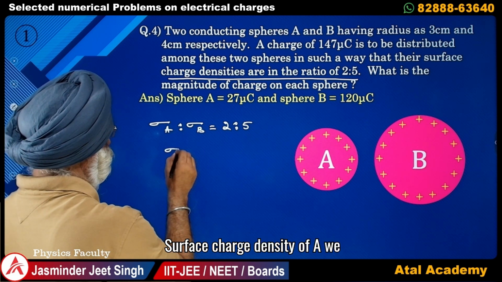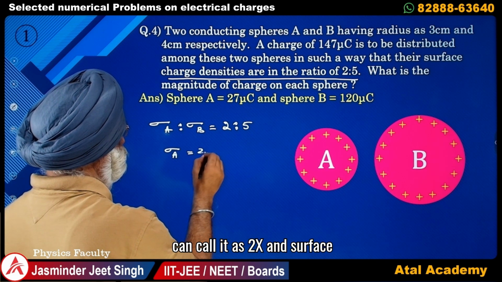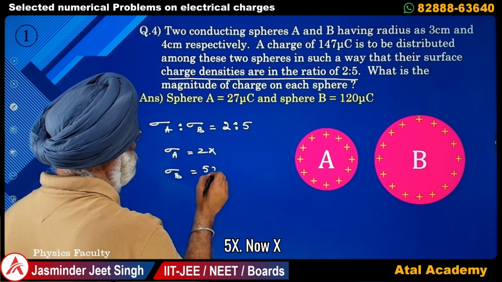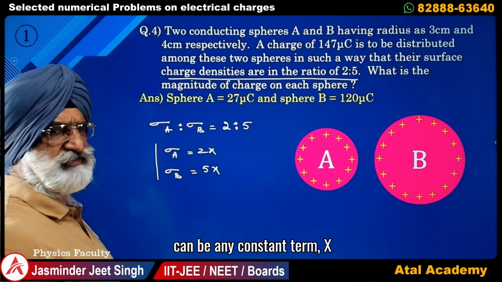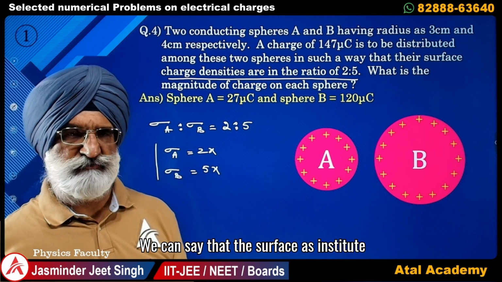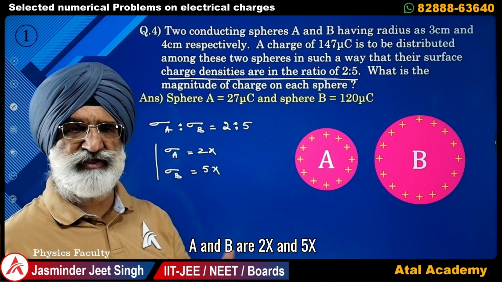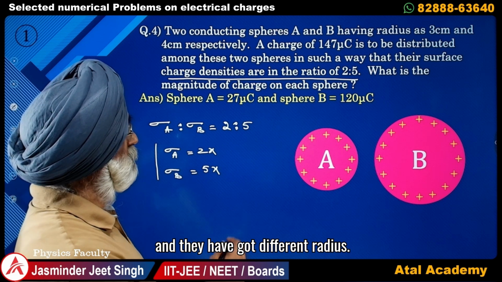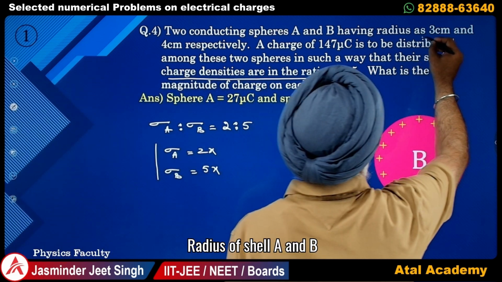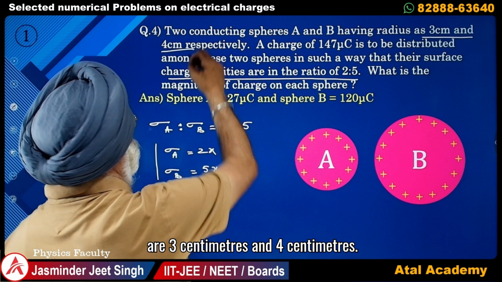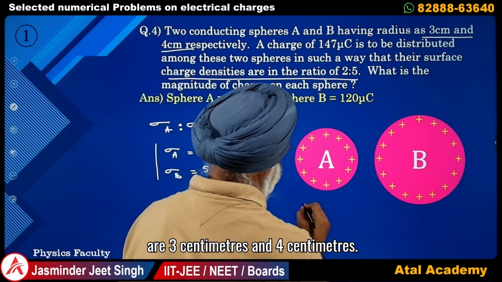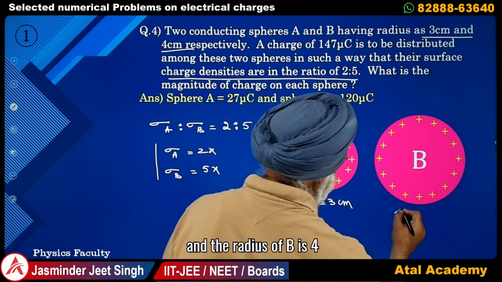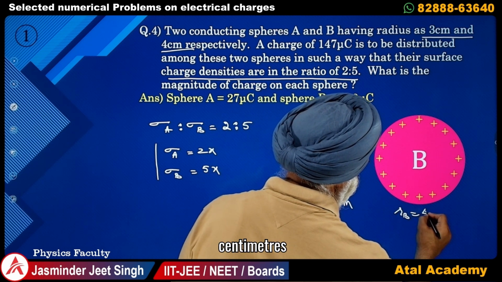Surface charge density of A, we can call it 2x, and surface charge density on B, we can call it 5x. Now x can be any constant term. We can say that the surface charge densities of A and B are 2x and 5x, and they have different radii. The radius of sphere A is 3 centimeters and the radius of sphere B is 4 centimeters.